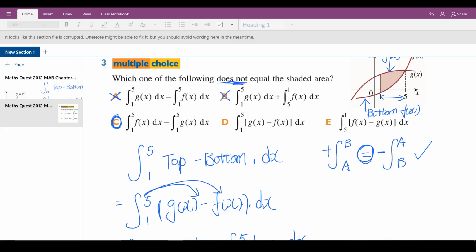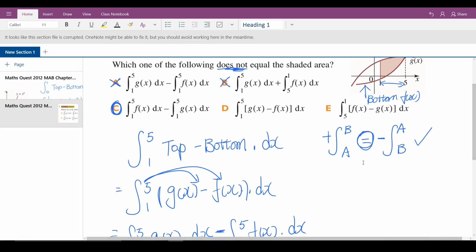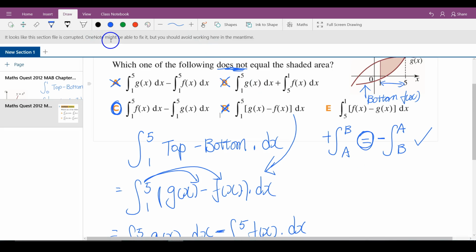All right, let's look at D. Now the expression of D is literally just that. So there's no way this is wrong. So not D. And E. All right, the expression of E is a complete flip. It flipped the 1 and 5, and it changed all the operations of f of x and g of x. So from positive g of x, hold on, let me draw.